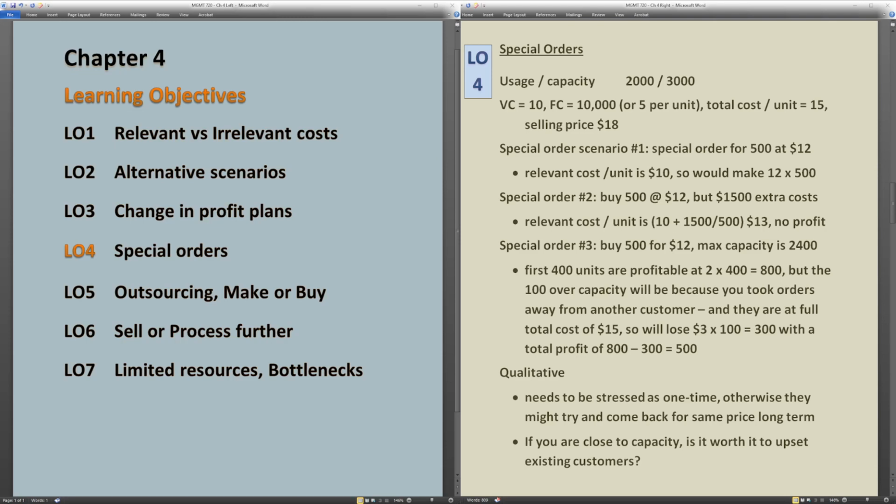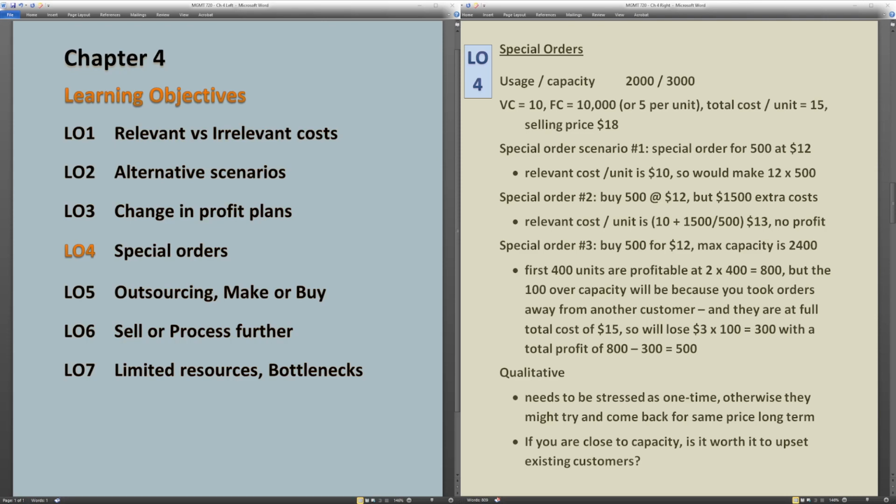So the total cost per unit, and I should stress this, the total cost per unit at 2,000 is $15 per unit, because if we make more, well, the fixed cost per unit would go down. And although it's not necessary here, what if our selling price is 18?